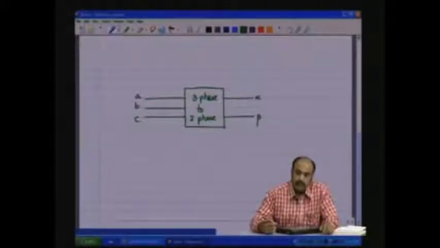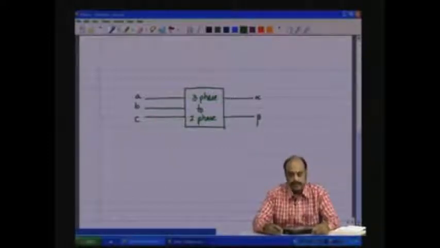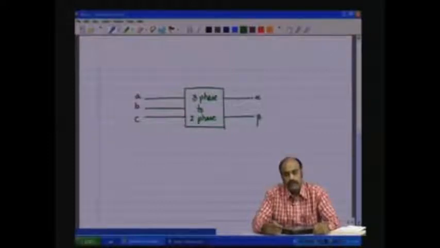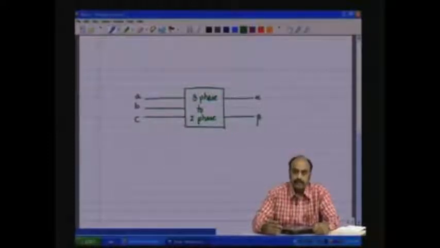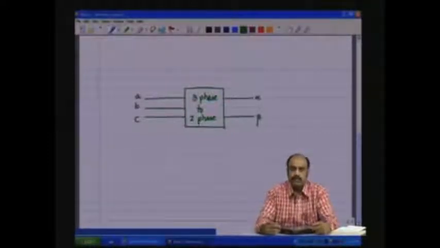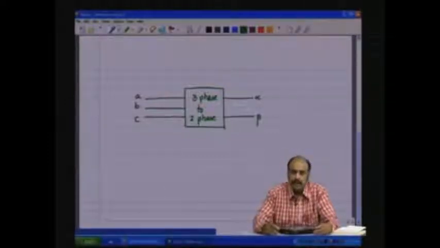Now, if you look at the practical application of this, one may wonder where it can be applied. Of course, some of the motors are 2 phase motors, or in the case of some applications where you have a 3 phase mains available, but the motor is a single phase motor.